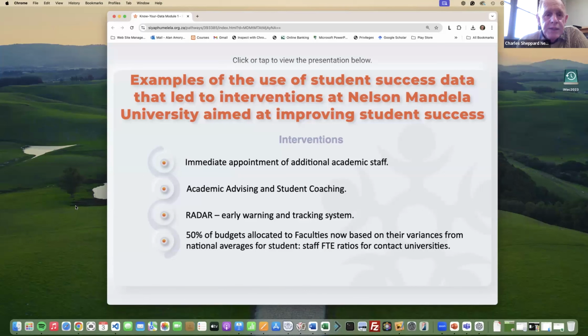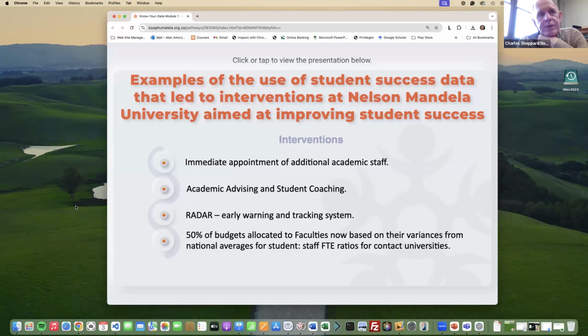And then what was also done in the Faculty of Law is we appointed academic advisors with Siyaphumelela funding and introduced student coaching. We also used the radar system to identify which students are at risk in the law faculty.